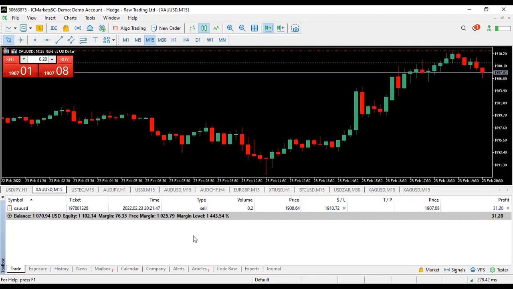It's a big lot size for gold, guys. That's what I normally trade when I trade gold, because I want to make quick money and my account is much bigger. So that's what I normally place when I place a trade.